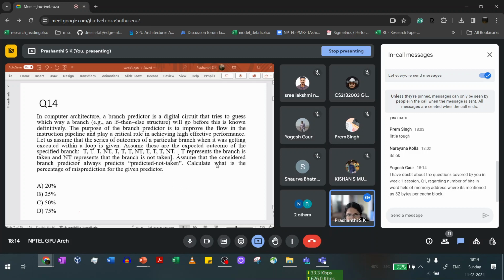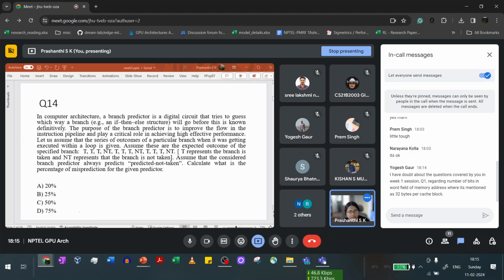Let me finish reading this and then I'll look at the question. Assume that the considered branch predictor always predicts not taken. Calculate the percentage of mispredictions for the given predictor. I'll give you a minute to read through this and maybe even mentally come up with your own answer, and then we'll discuss the answer.